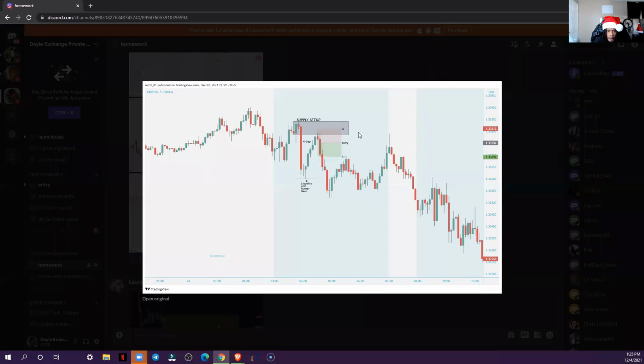Nah, bro. This candle right here, he didn't mark up the whole candle, so he just got the body of the candle and the high. That's not right. You know what I'm saying? We gotta get the entire candle because it blasted out with momentum and then came back into it. So you want to draw a box around that entire candle right there.